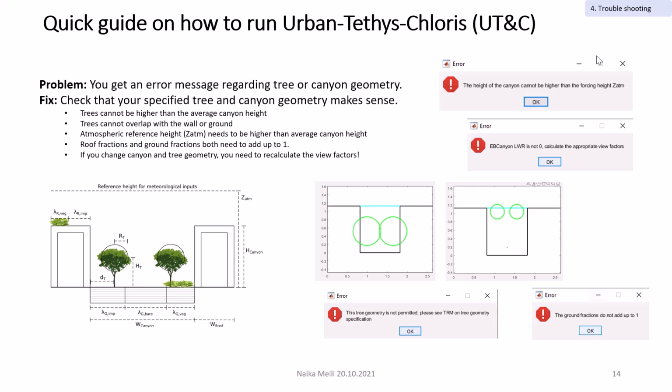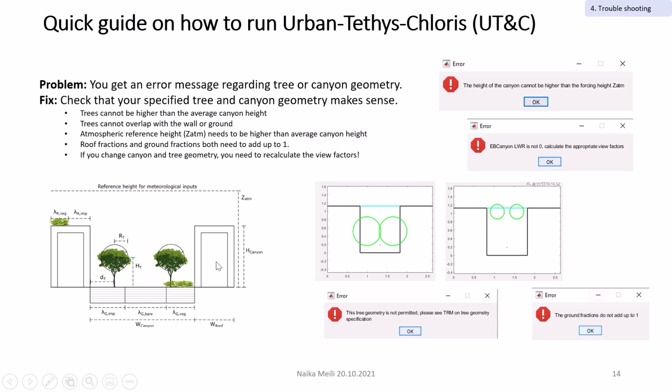So now that we're almost at the end of this tutorial, I would like to mention a couple of common mistakes which can lead to an error message and to a crash of the code. One of the problems you could experience is that you get an error message which is related to the tree or the canyon geometry. To fix this, check that your specified tree and canyon geometry actually makes sense. For example, the trees cannot be higher than the average canyon height, which is shown here. The trees cannot overlap with the wall or the ground, which is shown here. Their atmospheric reference height, which is shown here, needs to be higher than the average canyon height.